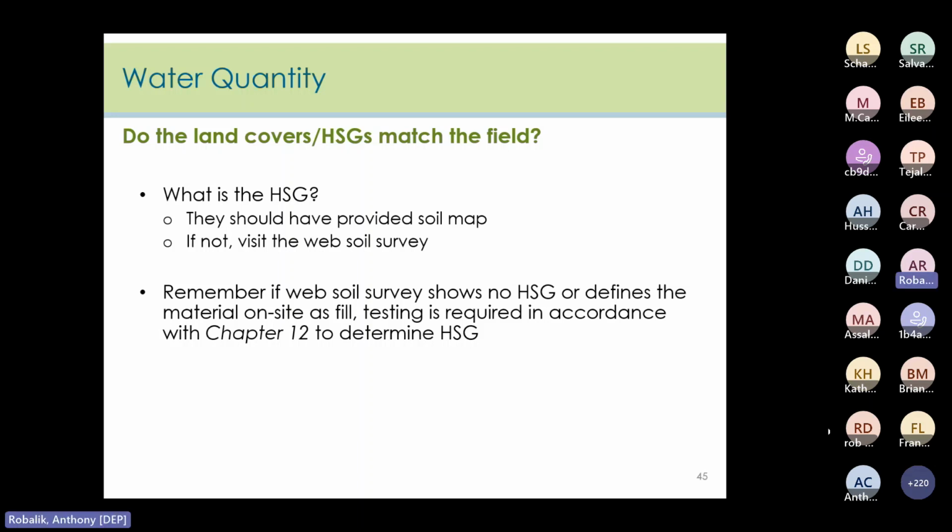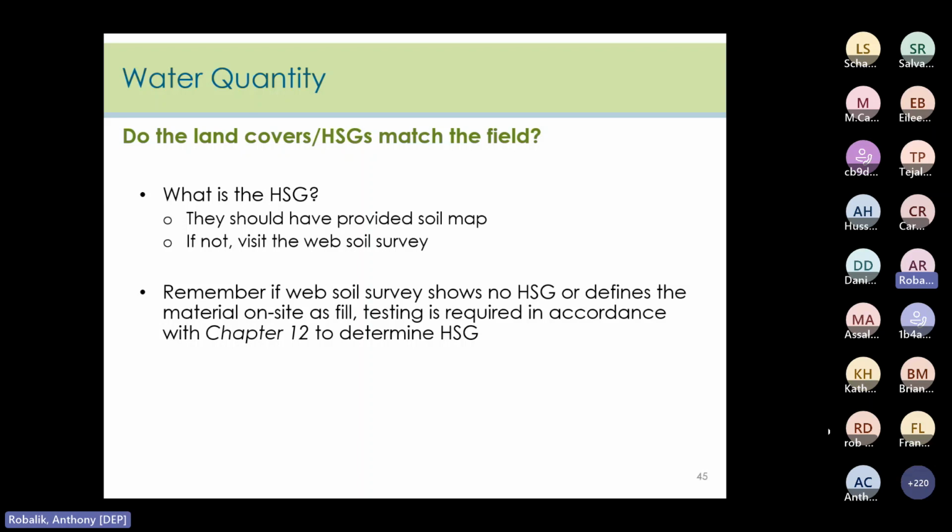So the next thing to check is if the land coverage and the hydrologic soil groups match the field conditions. First thing to ask is, what are the hydrologic soil groups? You should definitely have a soil survey that they provided to you. If not, you can look it up online.